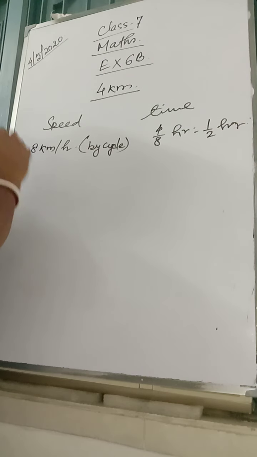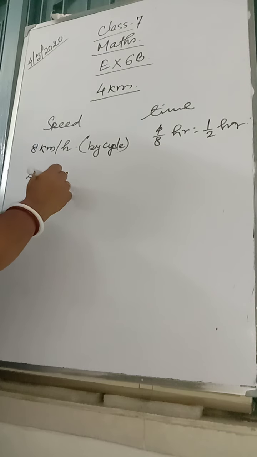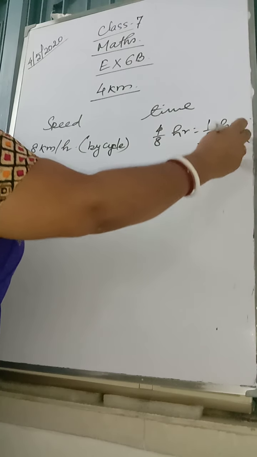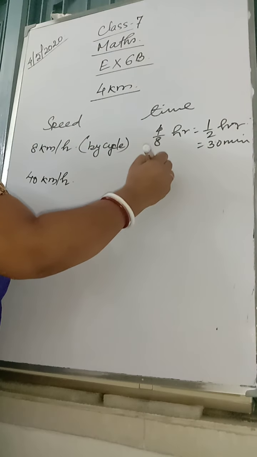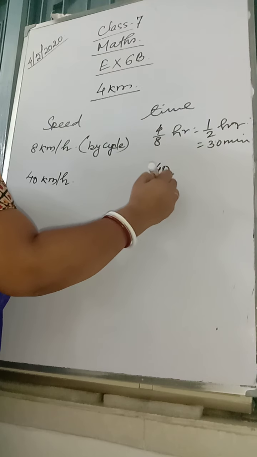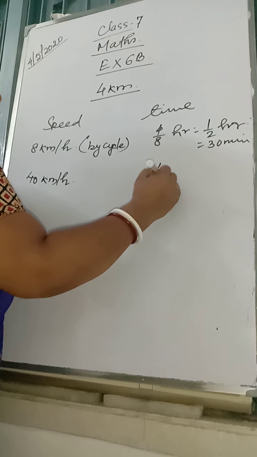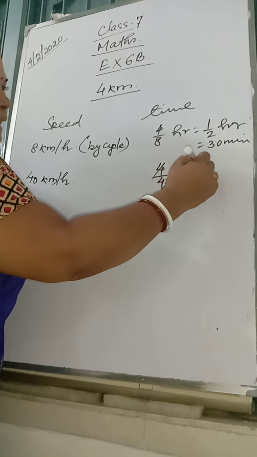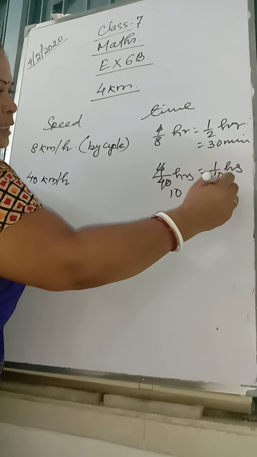And if you come by car, your speed is 40 kilometers per hour. Half hour means we can write it in minutes, that will be easier, 30 minutes. Clear? If you come by 40 kilometers per hour, time will be 4 by 40 hours, 1 by 10 hours. Convert into minutes, 6 minutes.